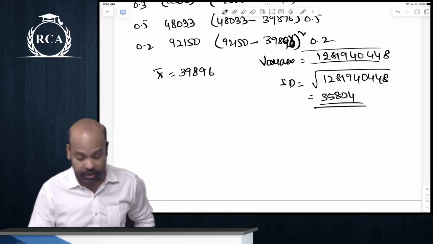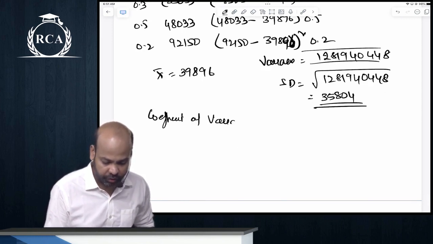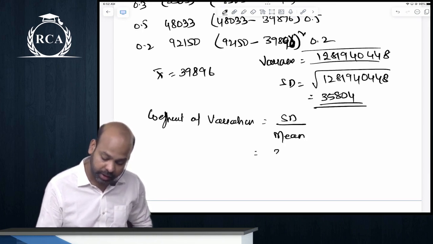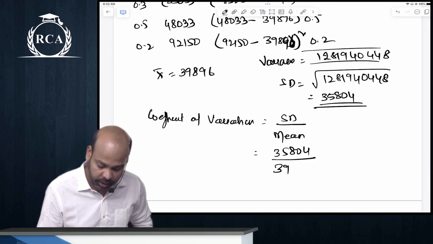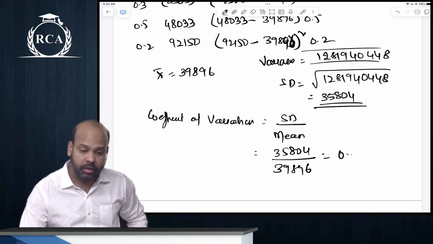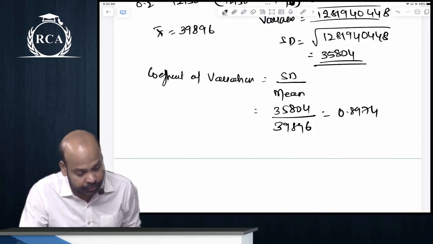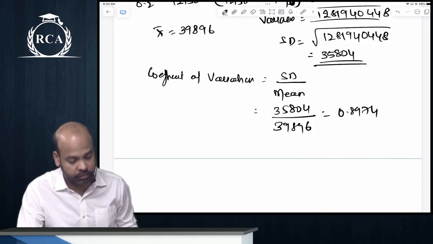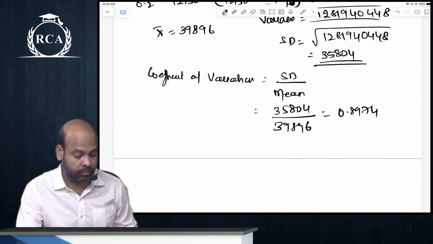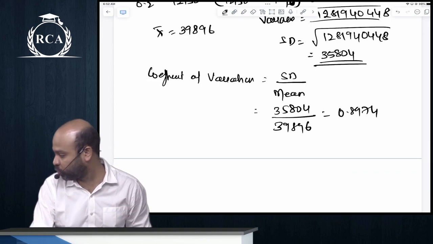This is your standard deviation, guys. Answer to the fourth bit. Now coefficient of variation, beta. Coefficient of variation will be equal to standard deviation divided by mean into 100. So, divided by mean: 35,804 divided by 39,896 is 0.8974. This is your coefficient of variation, guys. Your coefficient of variation, beta, is 0.8974.